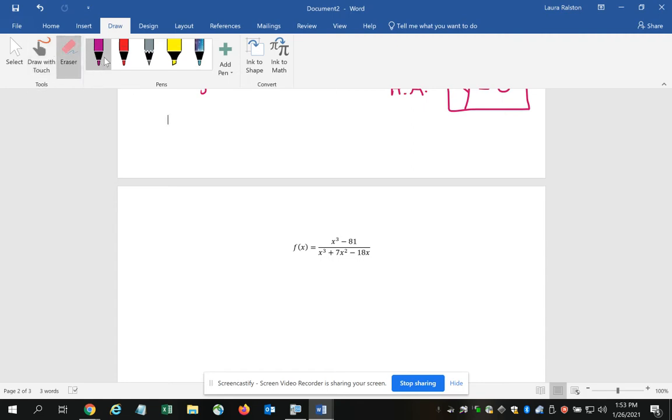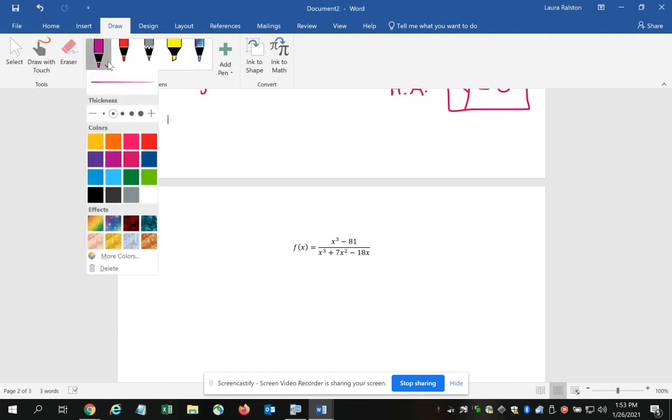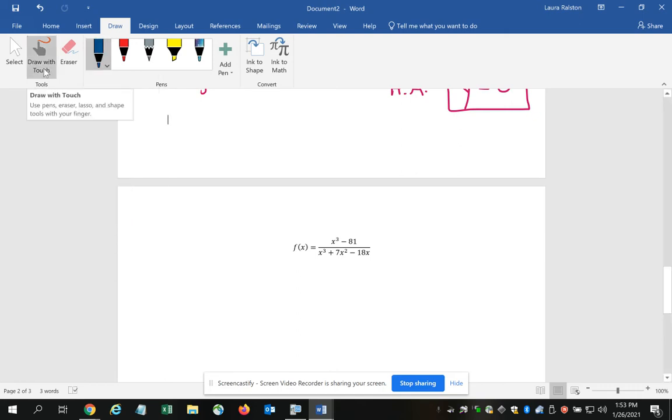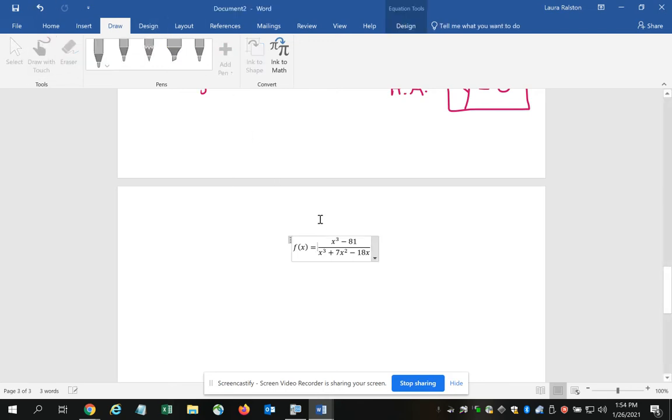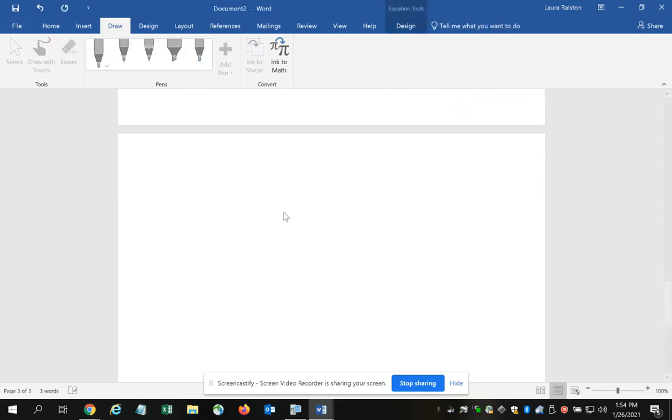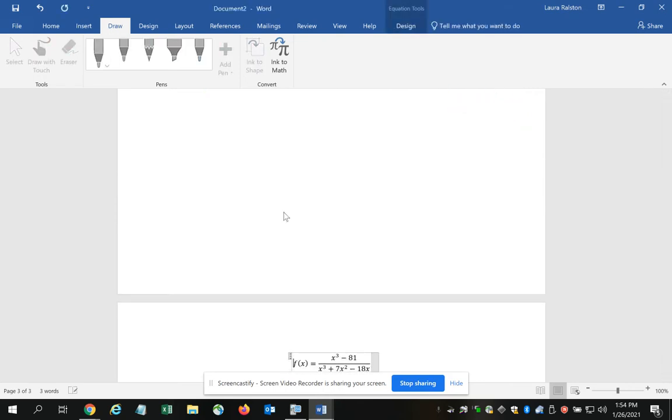And for some reason, my tablet is doing something funky. Let's see if I can get it back on track here. So my domain wants to do something crazy, so we'll just scroll on down to a new page maybe.